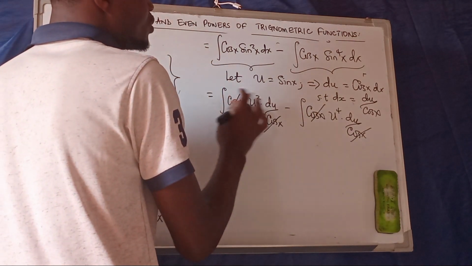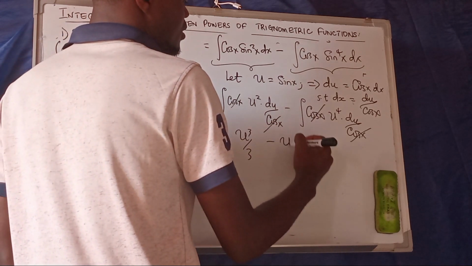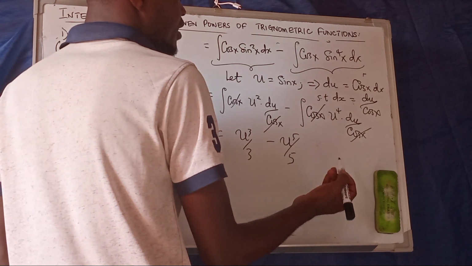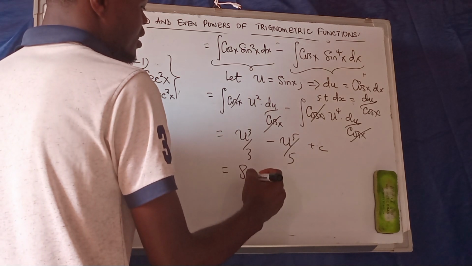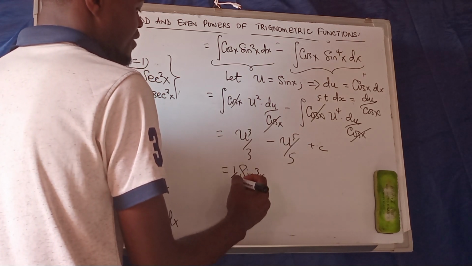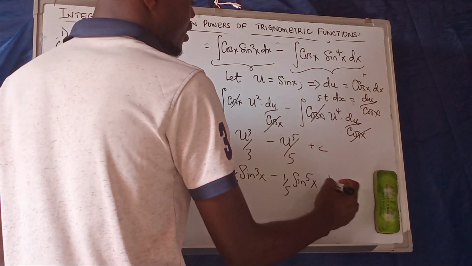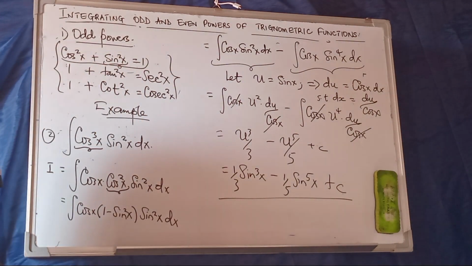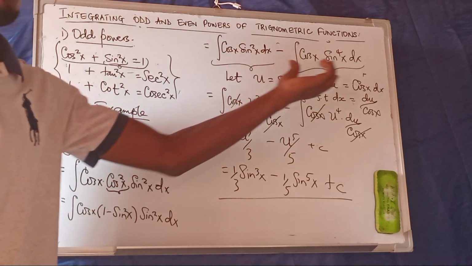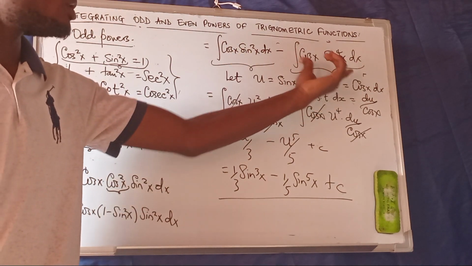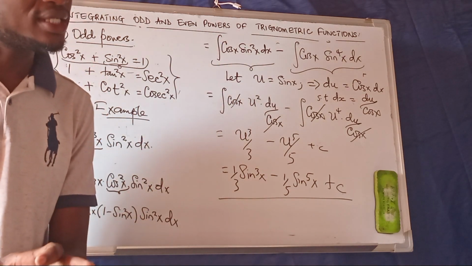So I have the integral of u squared du, it is u power 3 over 3, then minus u power 5 over 5 plus c. So my u is a sine, so I have sine power 3x, a third, minus a fifth, sine power 5x plus c. So once you split the one with an odd power, this one will always come naturally in your integral. It will always come naturally.